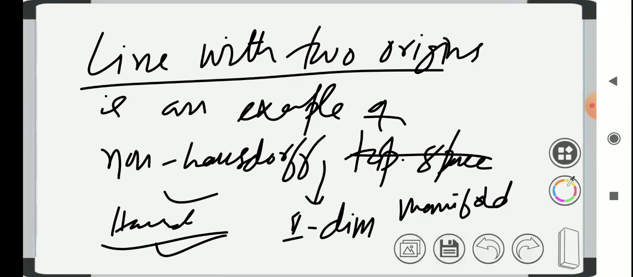Therefore, we want our spaces to be Hausdorff in order to have unique limits, and also for various other reasons, because all of our metric spaces are Hausdorff. It is a nice condition in order to do analysis. Therefore, we require this condition, Hausdorffness, although it is not necessary.